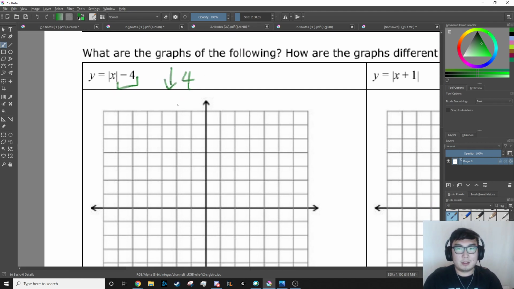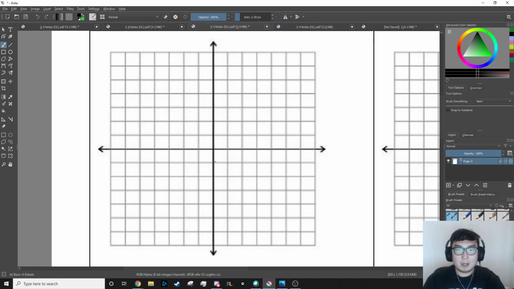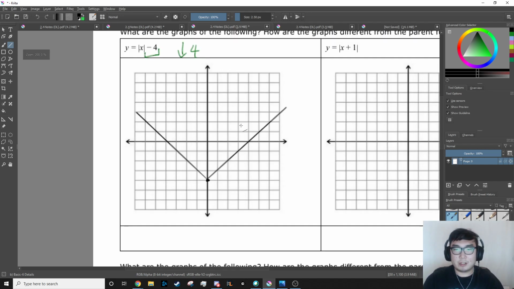And this answer right here is more than good enough for me. The arrowhead and a -4 pretty much tells me that it's going down 4 units, like so. 1, 2, 3, 4. And I completely missed that ordered pair, but whatever. You're fine. You know what I mean.